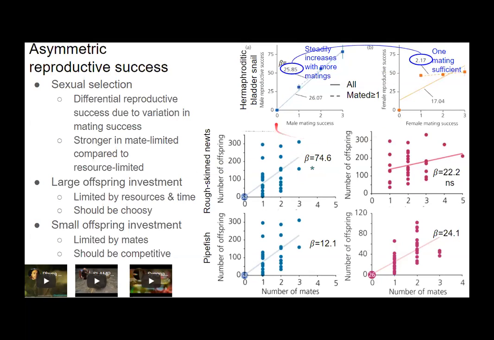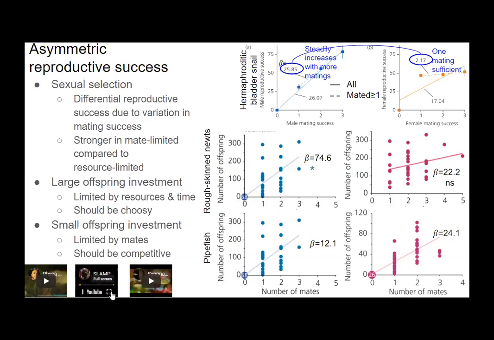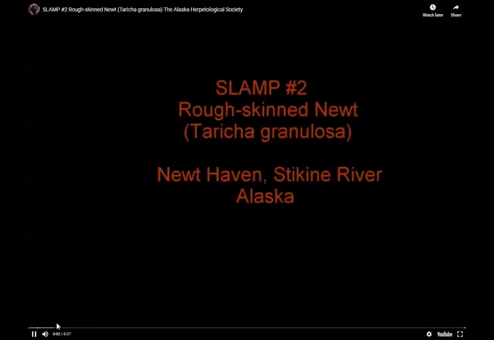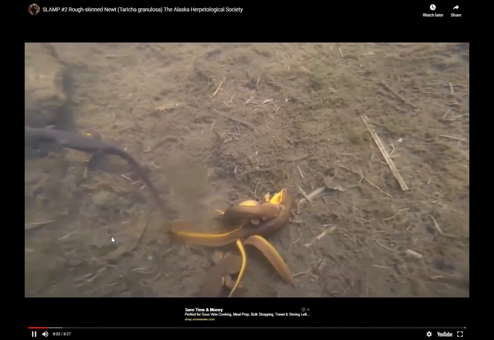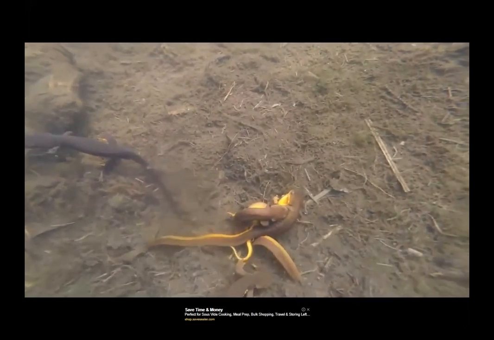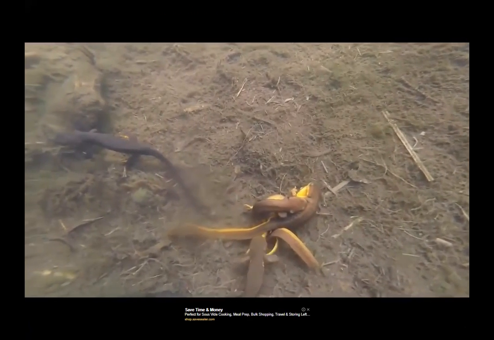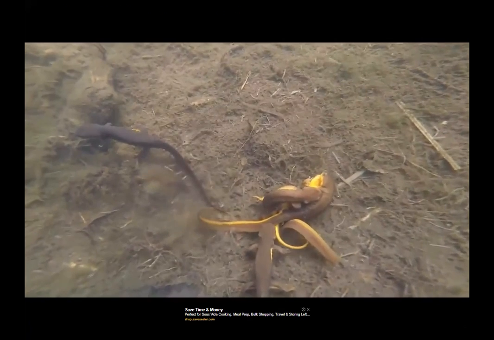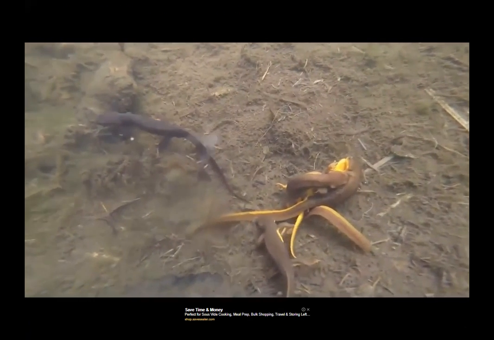In this second example, we're looking at rough-skinned newts. This is actually them copulating at the moment. There's a female in the middle of this group of males, and they're all trying to mate with her. You can't see her, but she's there.